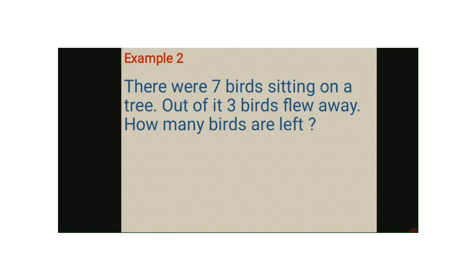First, you have to circle the important numbers. So, which numbers are you going to circle? There were 7 birds sitting on a tree, and 3. 7 and 3 are the two numbers, right? But you are saying the important word is left. Left is the important word. Left means subtraction. Left does not mean addition. It always means subtraction. So 7, 3, subtraction, minus.